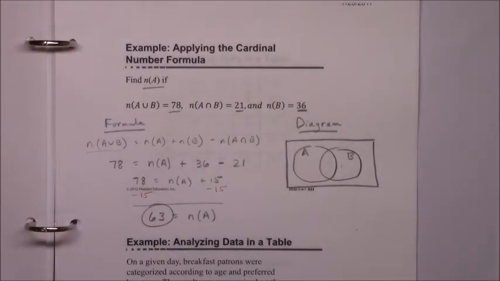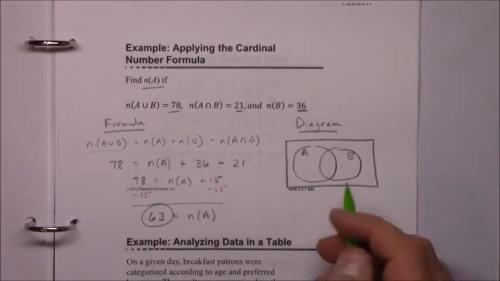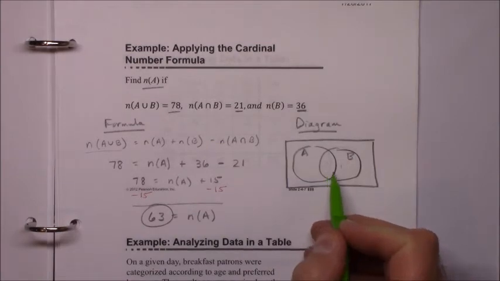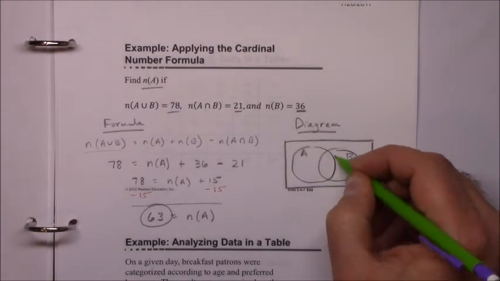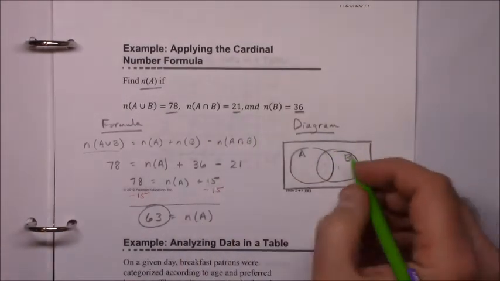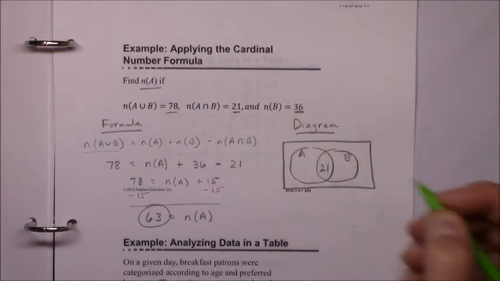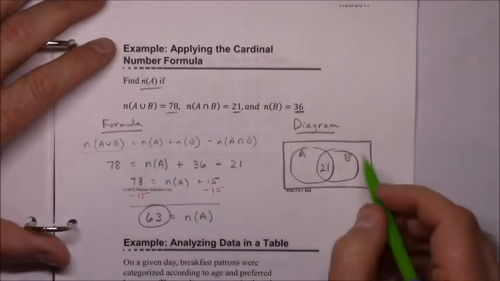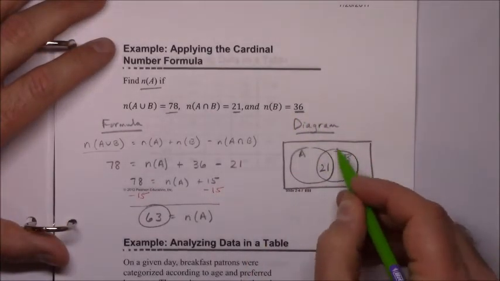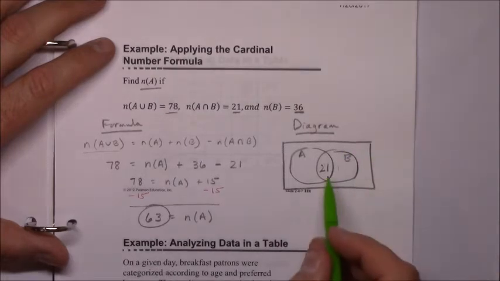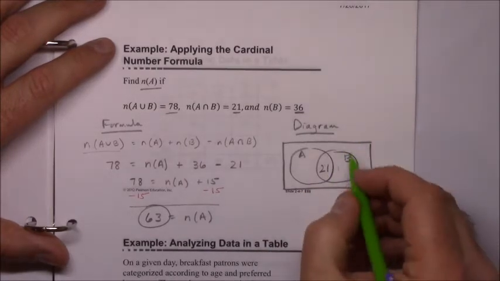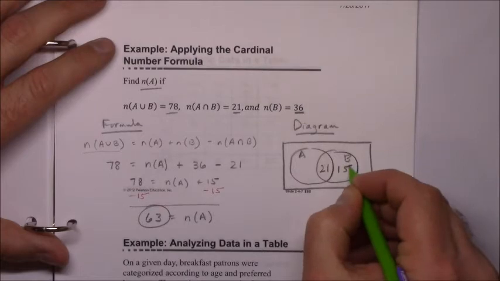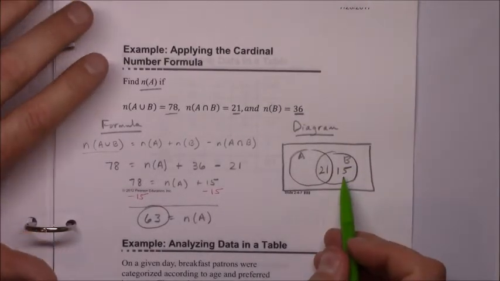Now remember, just like I showed you with that survey example, always start in the center. This is A intersect B. And they're telling us we have a total of 21 elements in that intersection. So there's your 21. They also tell us that in set B, total, we've got 36 elements. Well, 21 of them are right here. So we've got the other 15 listed here.